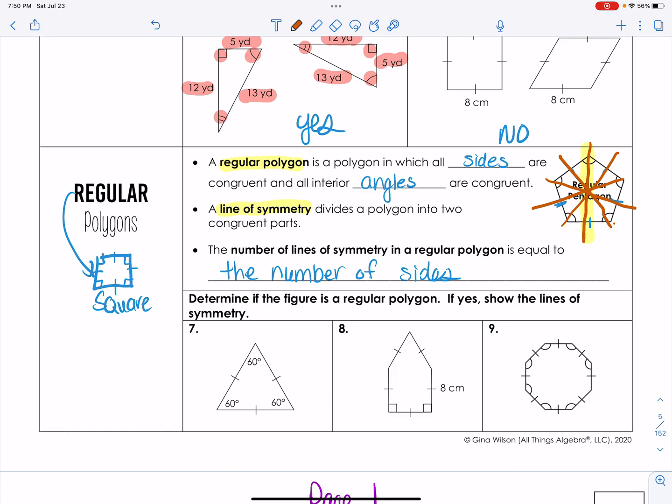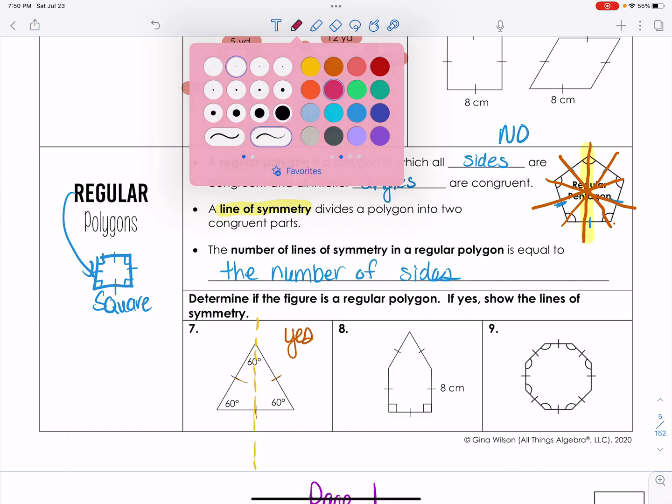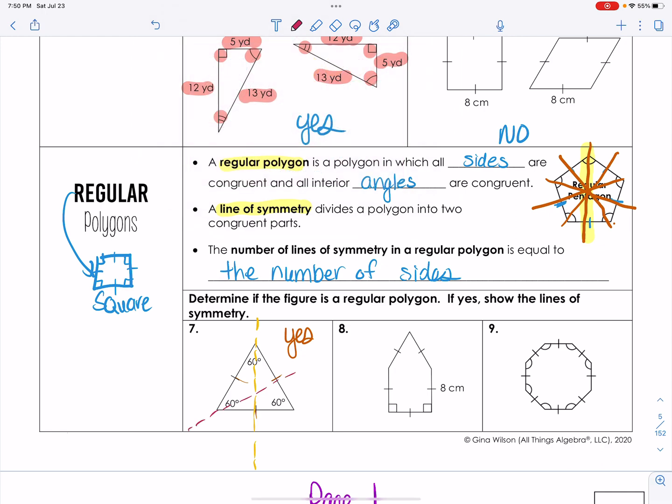Okay, so determine if the figure is regular. If it is, show the lines of symmetry. 60, 60, 60, those are all equal, and all the lines are equal, so this is yes. So my lines of symmetry, I'm going to use a dotted line. Here is 1 right down the middle there. Here is 1 right down the middle there. Right? And here is 1 right down the middle here.